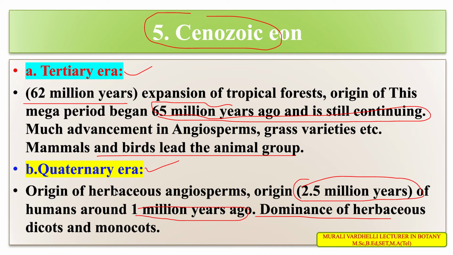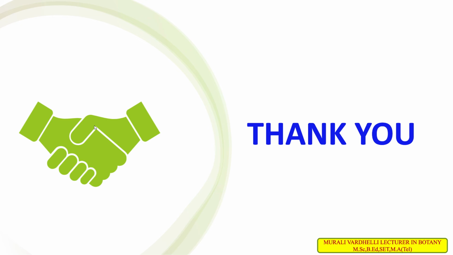In this quaternary era, humans started their life around 1 million years ago. So, origin of humans around 1 million years ago. So in this quaternary era, dominance of herbaceous dicots and monocots is present, right? This is the geological time scale.